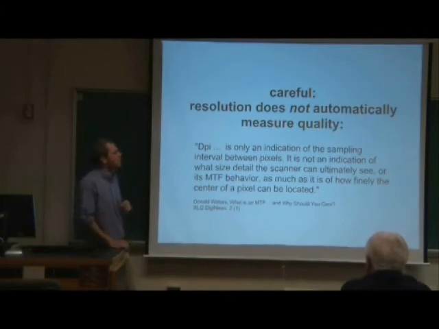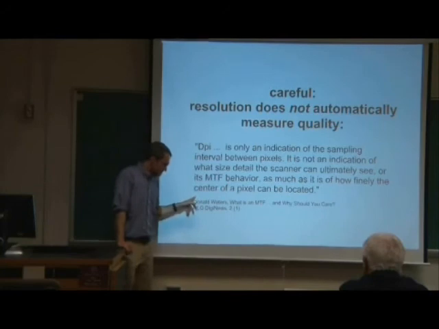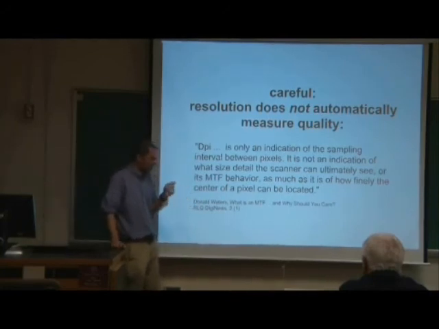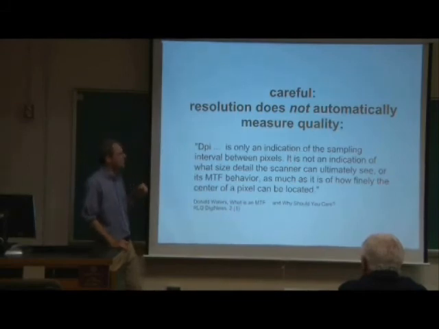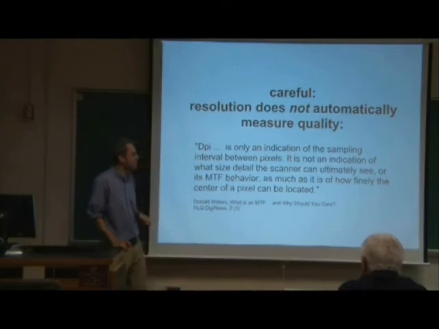Okay, this is just more of what I was saying. Important idea is that resolution doesn't automatically measure quality. So here's a quote from somebody who was talking about dynamic range in particular of scanners, and he's saying DPI is just an indication of sampling interval. It doesn't tell you anything about what size of detail the scanner could see.